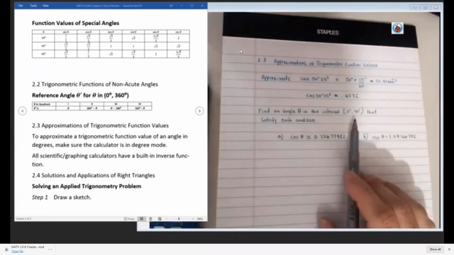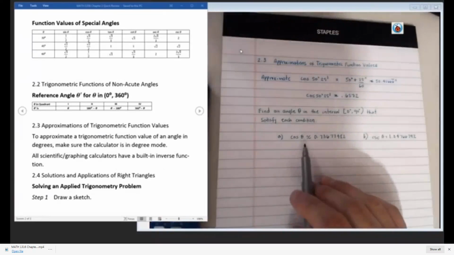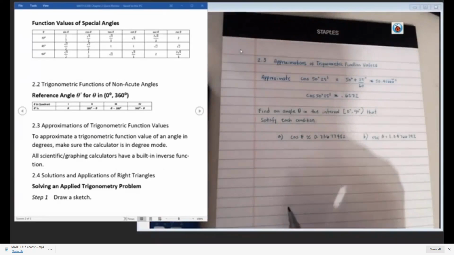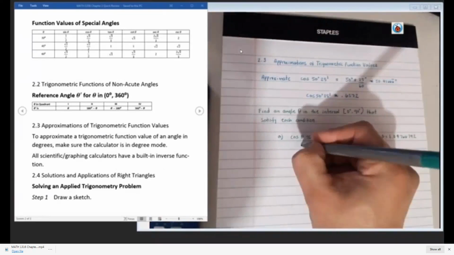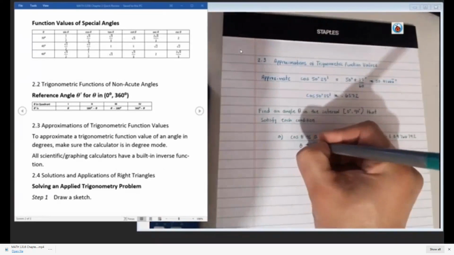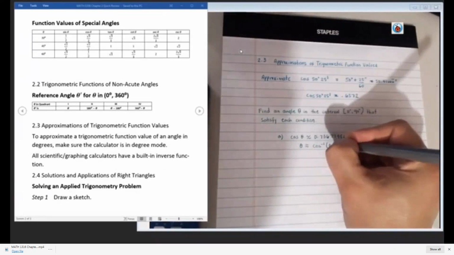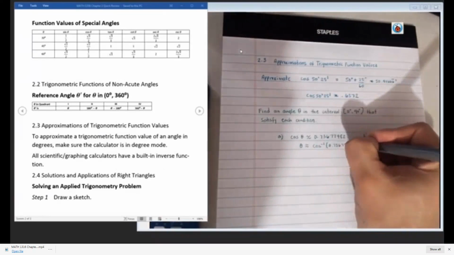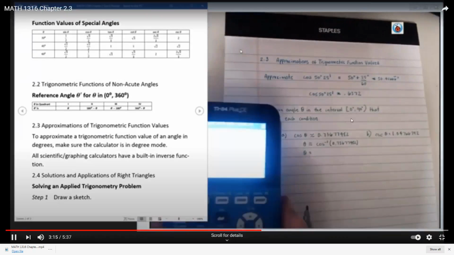So in this case, to find the angle measurement whose cosine is equal to that decimal number, we'll use the calculator and the inverse function. So theta is roughly the inverse cosine of the decimal number, and this is what we now write.